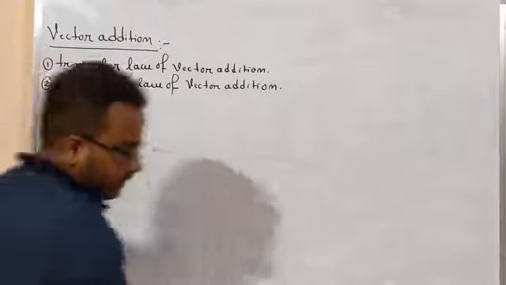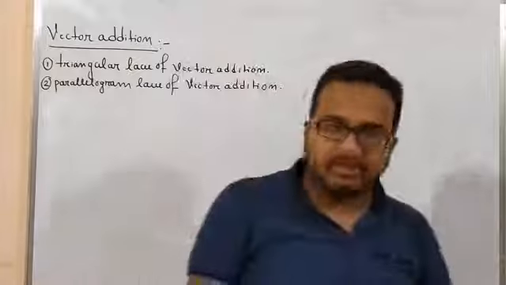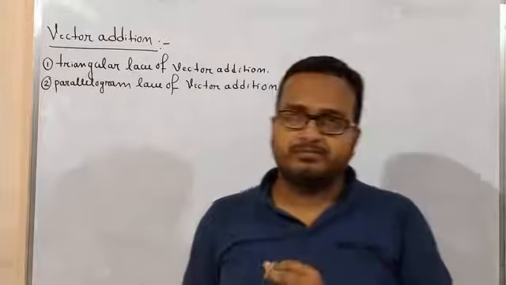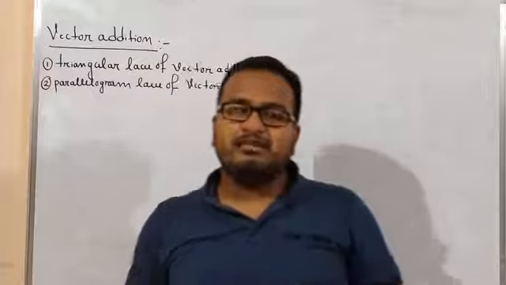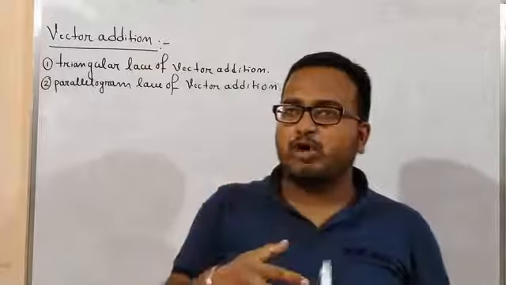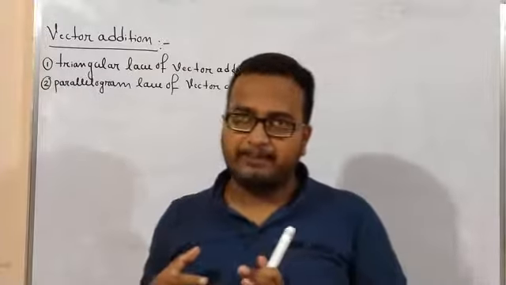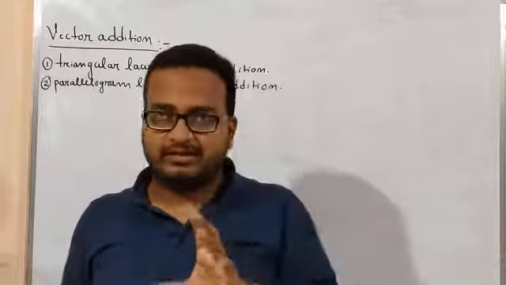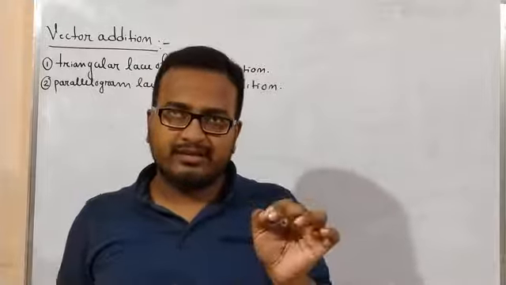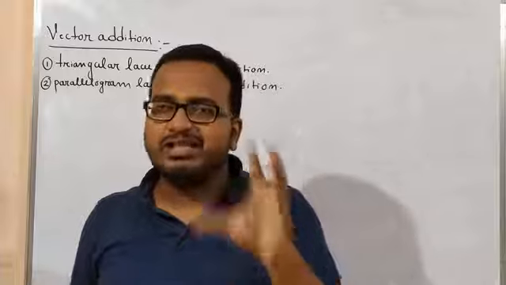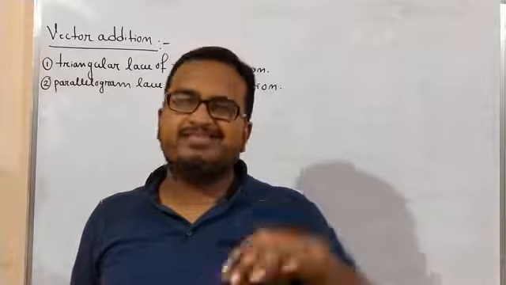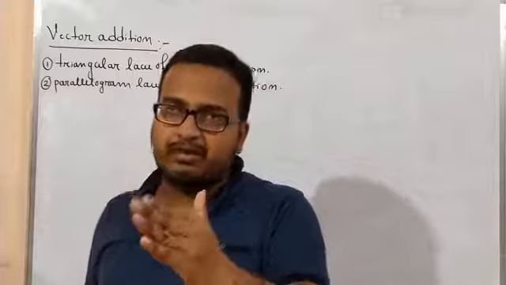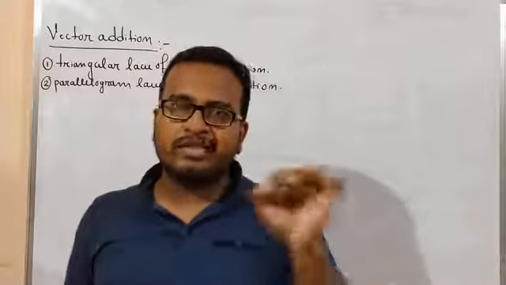Now, parallelogram law of vector addition says what? If two vectors represent the adjacent sides of a parallelogram as co-initial vectors, then the sum of these two vectors is represented by the diagonal of the parallelogram passing through that common point.